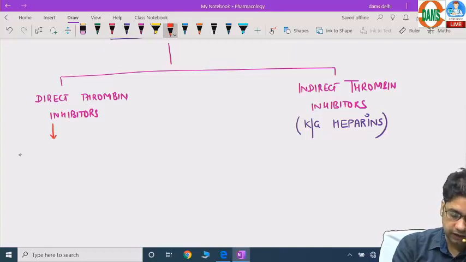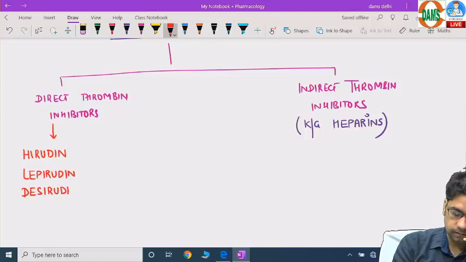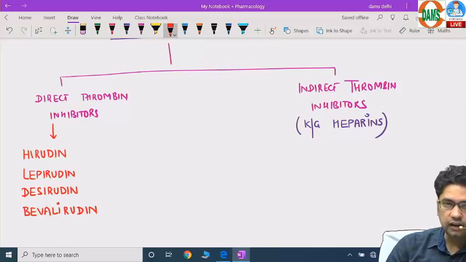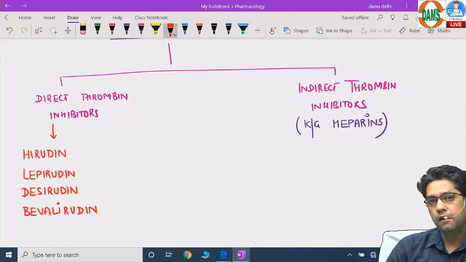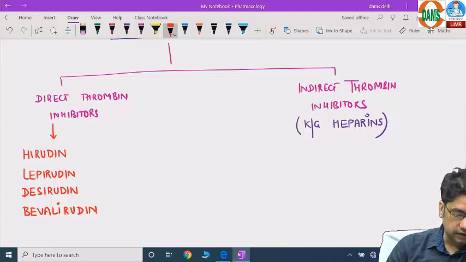We will write hirudin, lepirudin, desirudin, bivalirudin. Sir, it is easy to remember the names. How to remember their names? They are very rude drugs. They are ending with the word rudin. So they are very rude drugs.